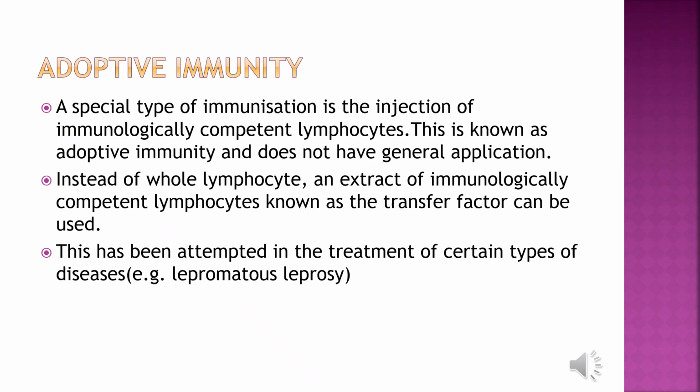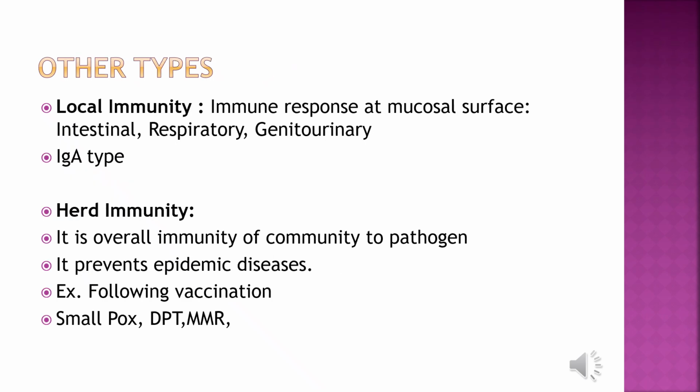The next type of immunity is adoptive immunity. A special type of immunization is the injection of immunologically competent lymphocytes. This is known as adoptive immunity and does not have general application. Instead of whole lymphocytes, an extract of immunologically competent lymphocytes, called transfer factor, can be used. This has been attempted in the treatment of certain types of diseases. Example: lepromatous leprosy. Then other types: local immunity, which is the immune response at the mucosal surface.